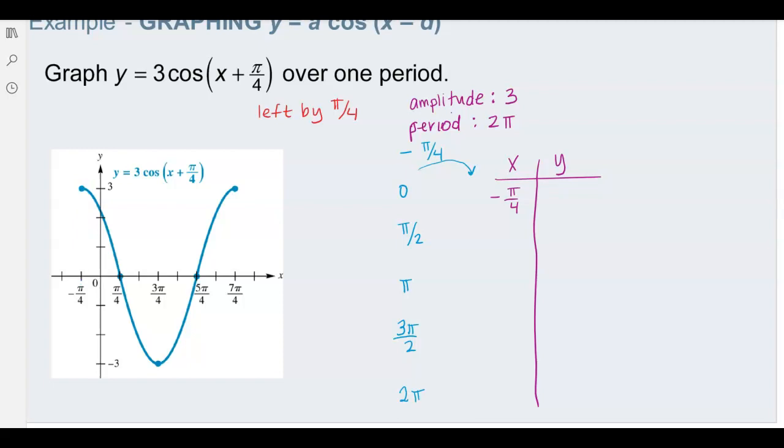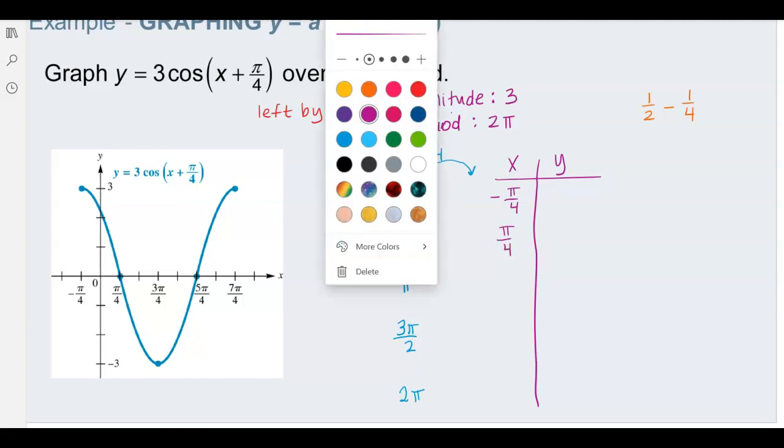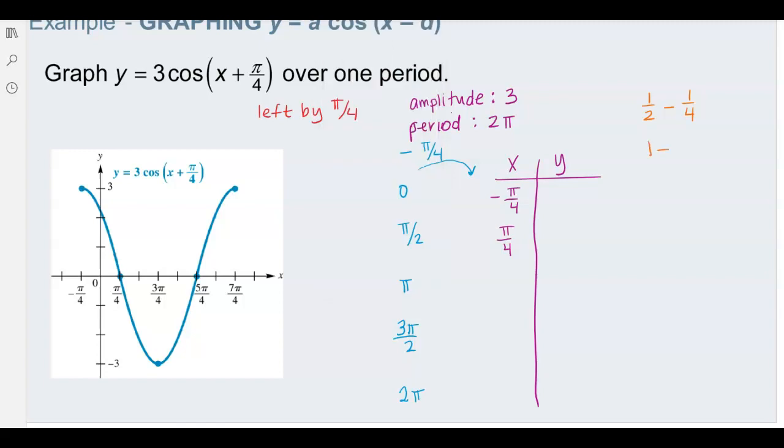The next one, we'll type into the calculator 1/2 minus 1/4, which is going to be positive 1/4. So pi/4. Then we'll have 1 minus 1/4. That'll be 3/4, right? 3 pi/4, and so on. 5 pi/4 and 7 pi/4.